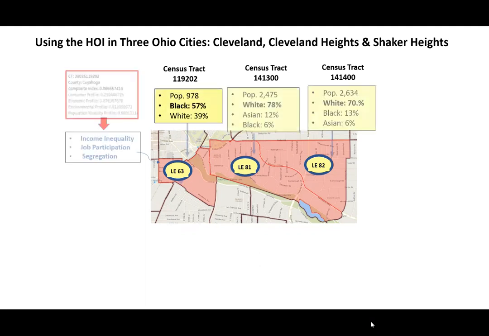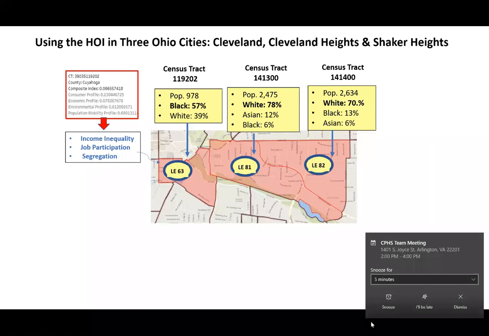Next. And next. So what I wanted to show you is the population of those areas. While we understand life expectancy, the Health Opportunity Index really uncovers some other information. It lets us know that the economic profile, based on the scores that you see, is really having an impact on life expectancy, income inequality, job participation, and segregation. So next.